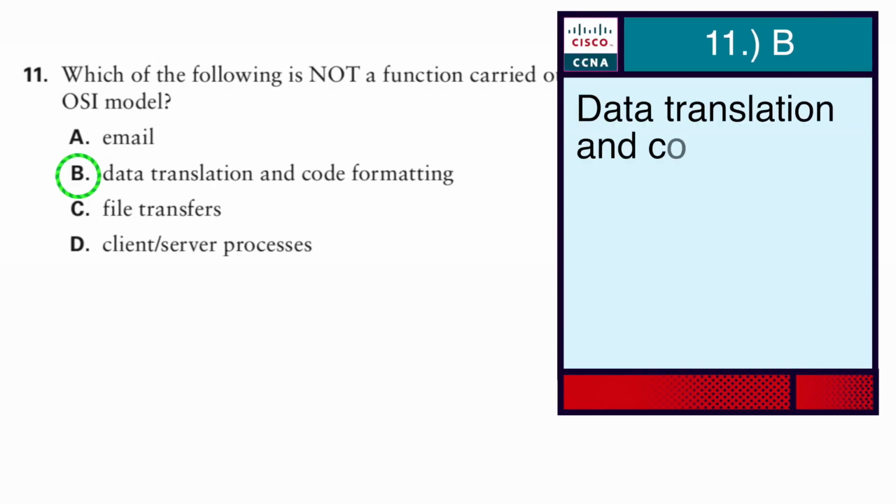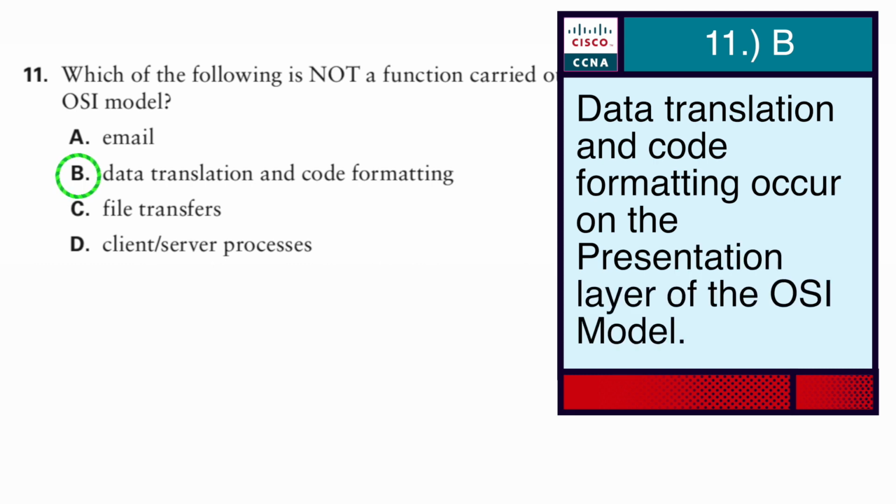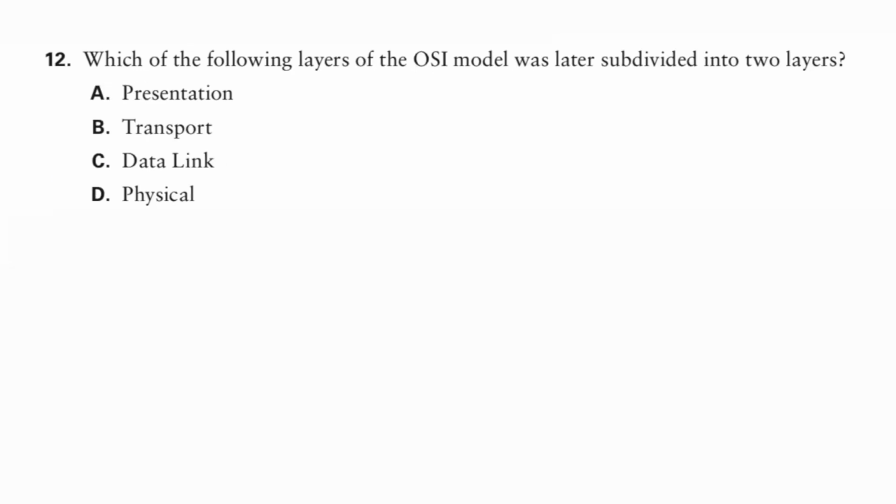The correct answer is B, data translation and code formatting. Data translation and code formatting occur on the presentation layer of the OSI model. Number 12. Which of the following layers of the OSI model was later subdivided into 2 layers? A, presentation, B, transport, C, data link, or D, physical?